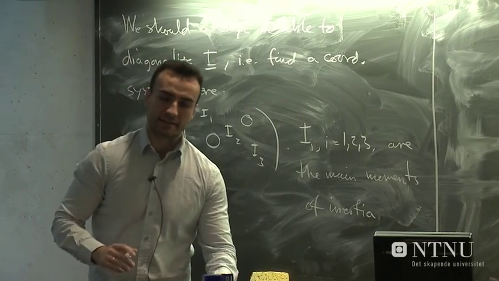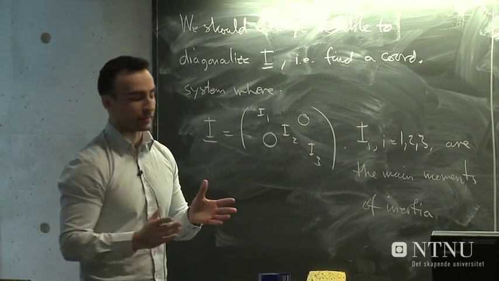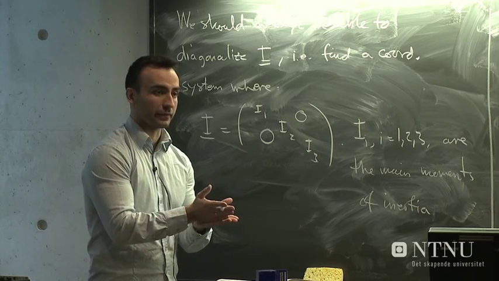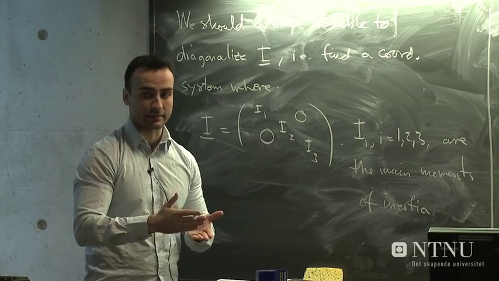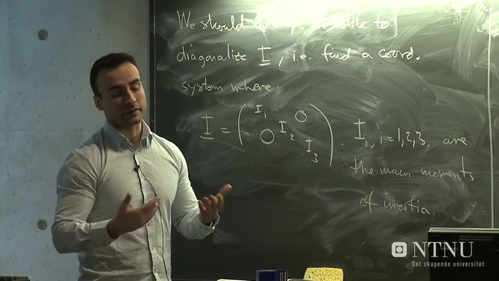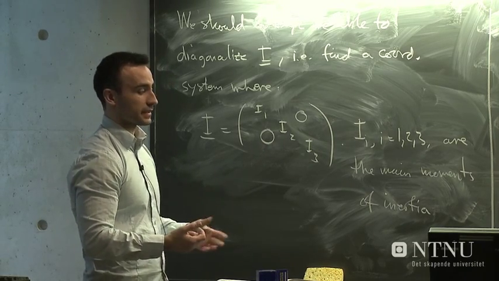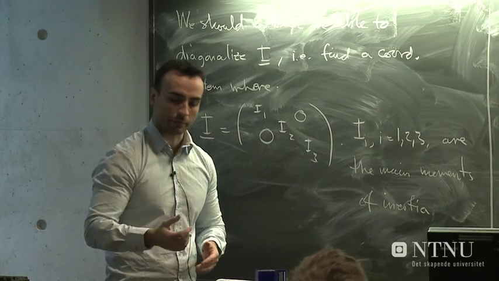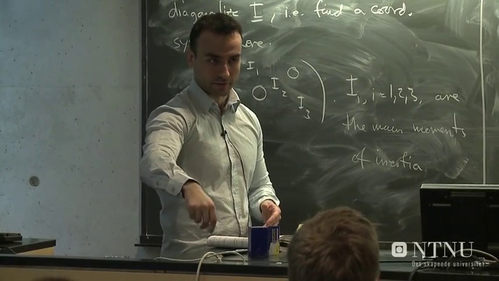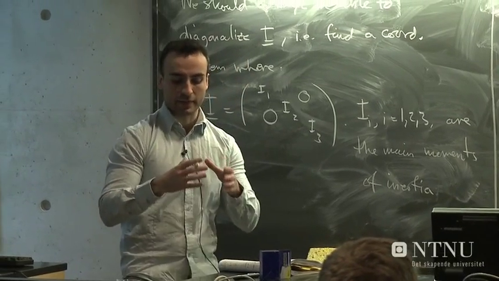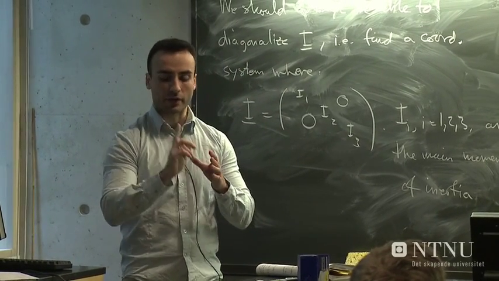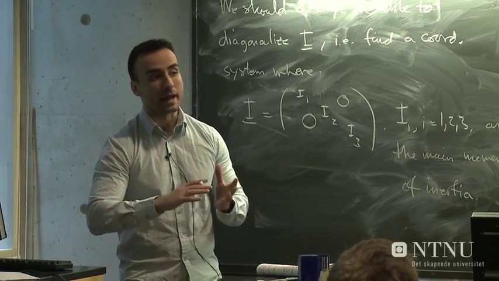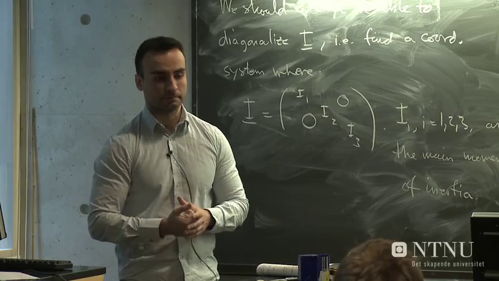Now, in some cases, it's more or less trivial to identify the directions that give these main axes for the moments of inertia. If you have a highly symmetric body, for instance, like a top, you know a top? Like one of these things you spin. It has a special symmetry, which means that if you put one axis just through the middle of it, that should be one main axis of moment of inertia.